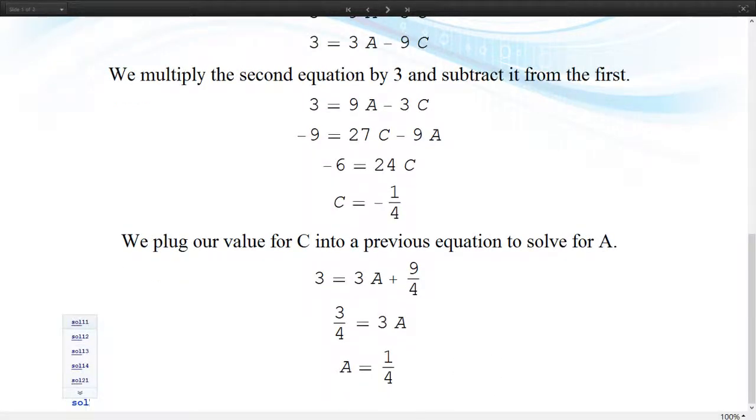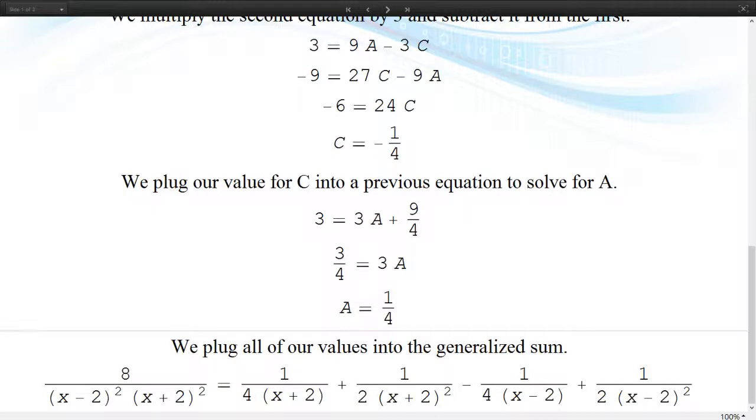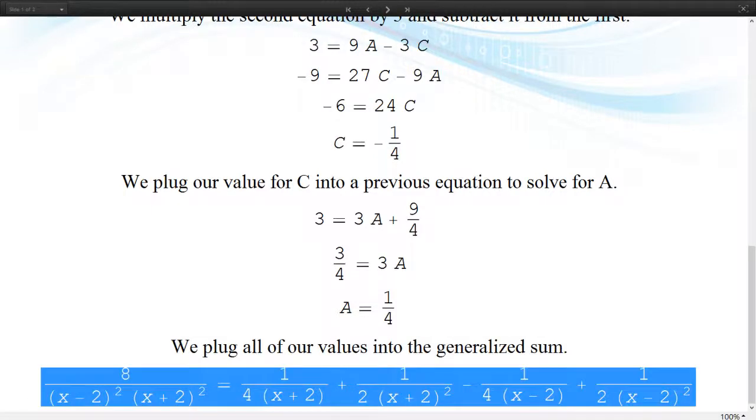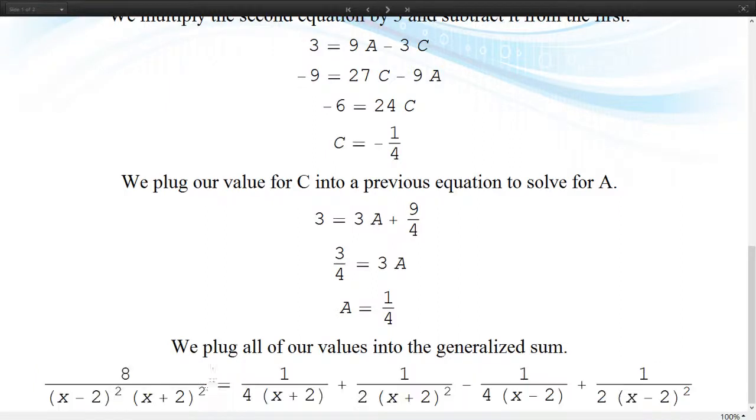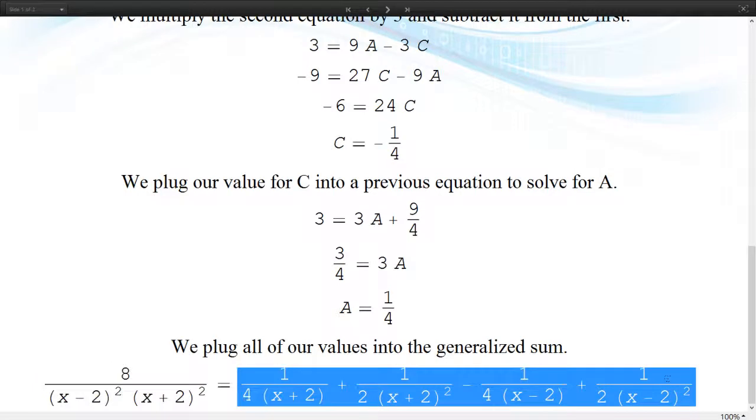And now that we know a, b, c, and d, we can plug all of these values into our generalized sum and get that our original fraction, which is here, is equal to these four fractions added together.